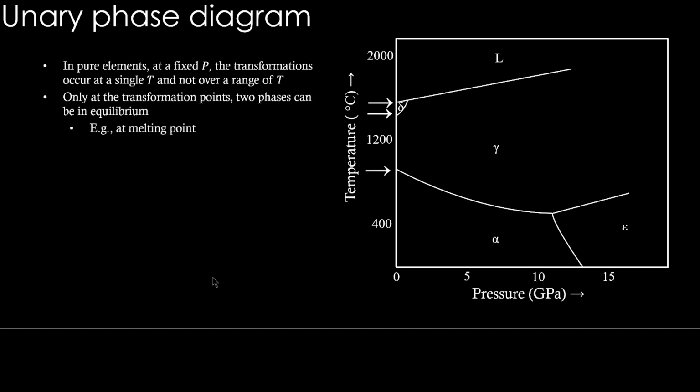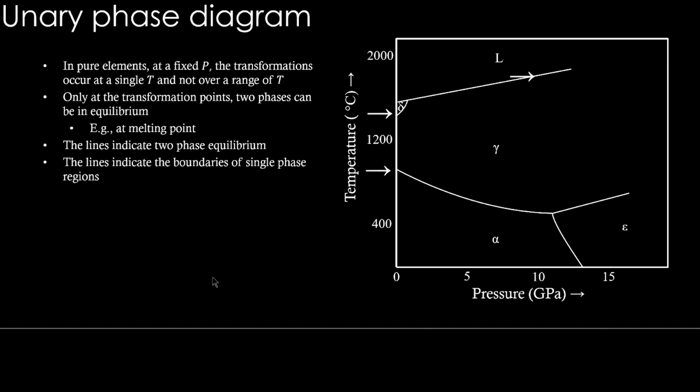Right. So only at the transformation points, 2 phases can be in equilibrium. So for example, at melting point, you can see along this line, both the solid and liquid are in equilibrium. Right. So the lines indicate a 2-phase equilibrium. So the lines also indicate the boundaries of single phase regions. You can see this line here, it is bounding this alpha region. So in a way, these lines are the boundaries of single phase regions, right? That is another way of looking at the diagram.